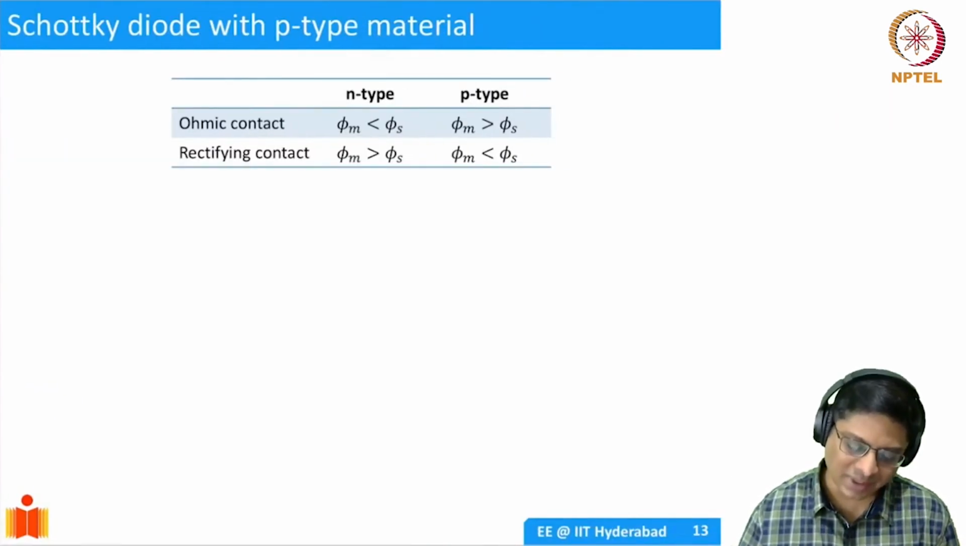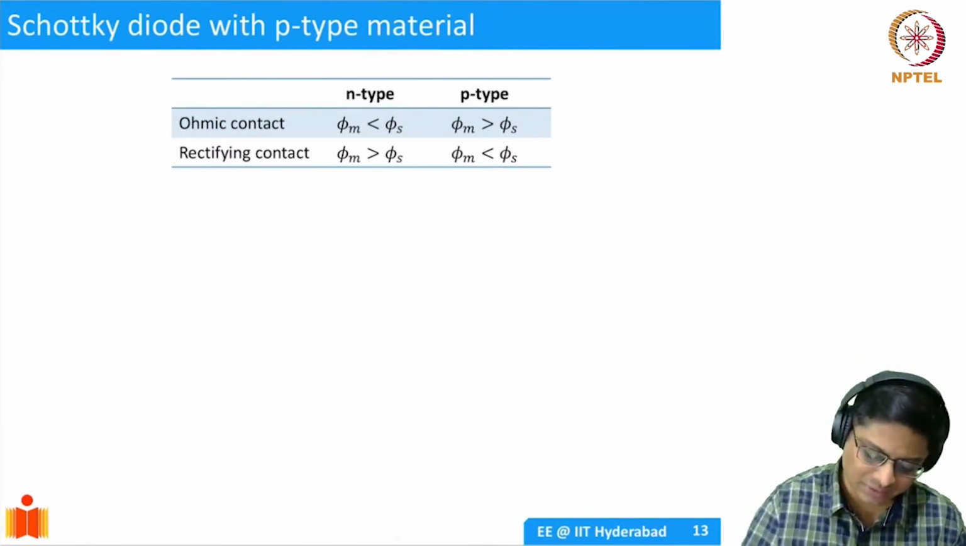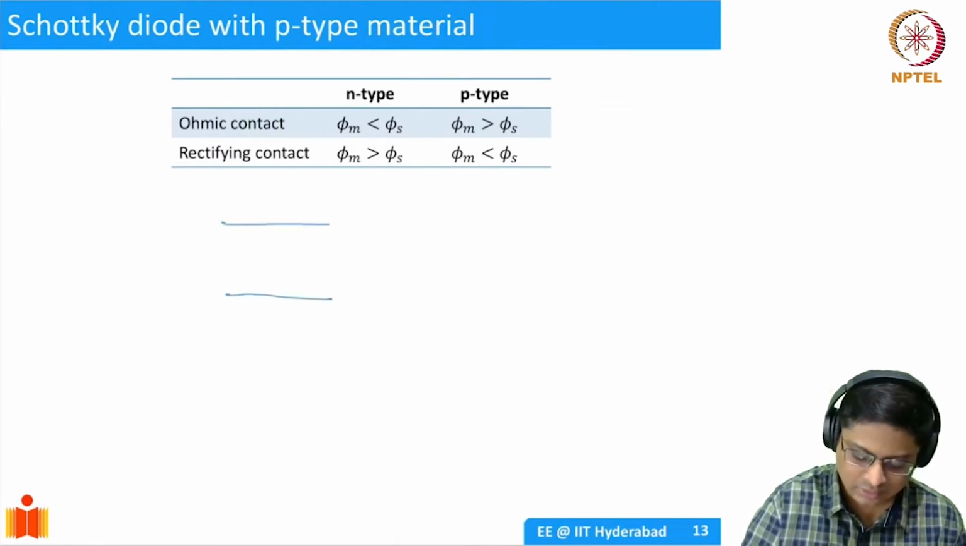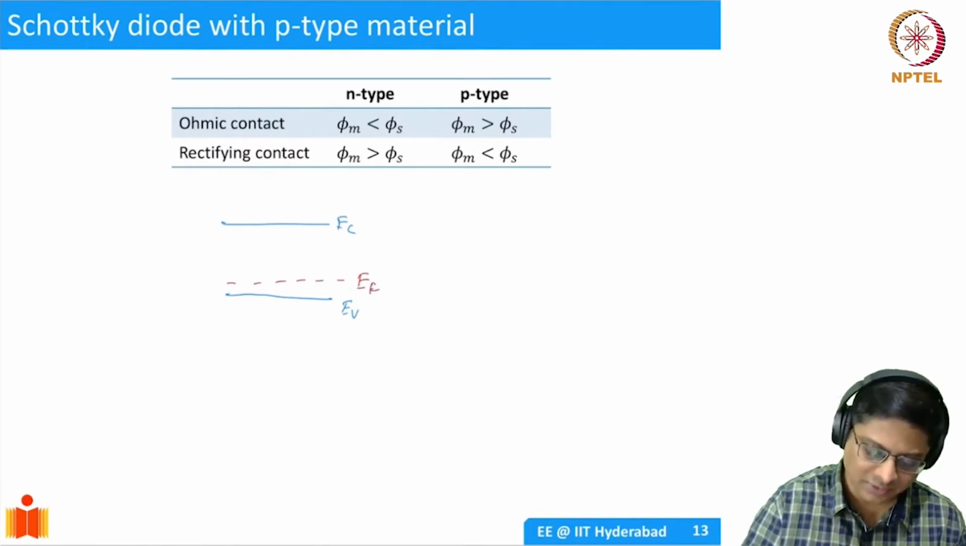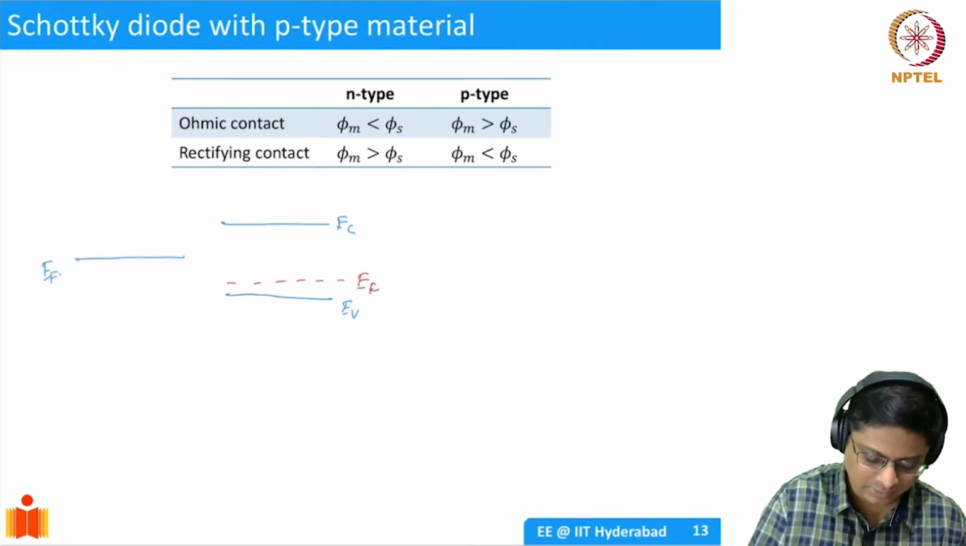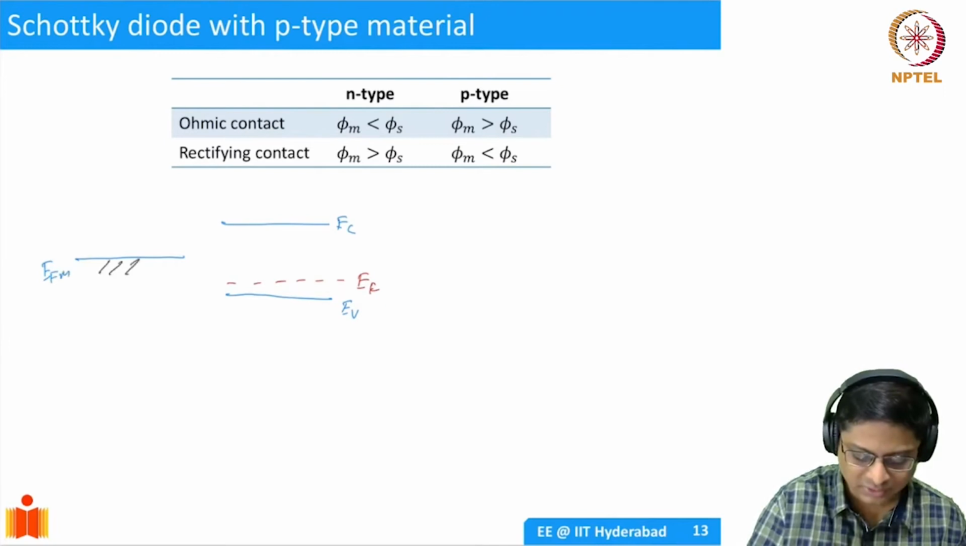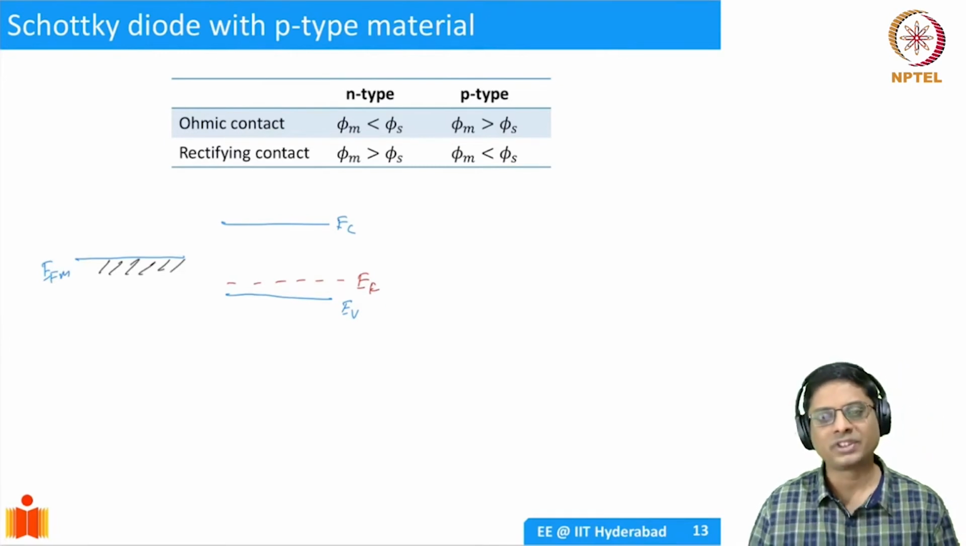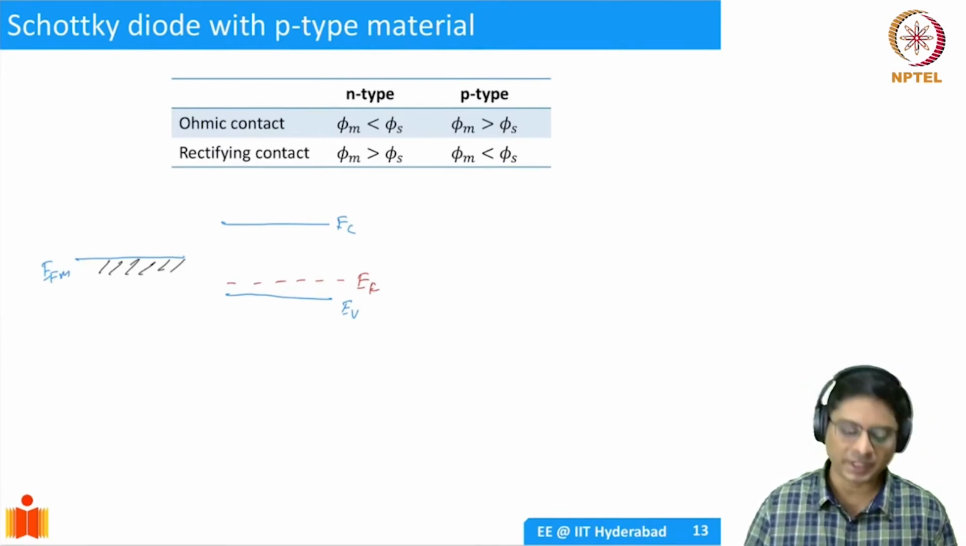We could also do the same analysis for P-type semiconductors. For example, if you have EC, EV, and let's say there is a Fermi energy somewhere here, EF. Now what happens if I have a metal which is having EFM here? This is your metal Fermi energy. What happens in this case? You're taking a P-type here and a metal.